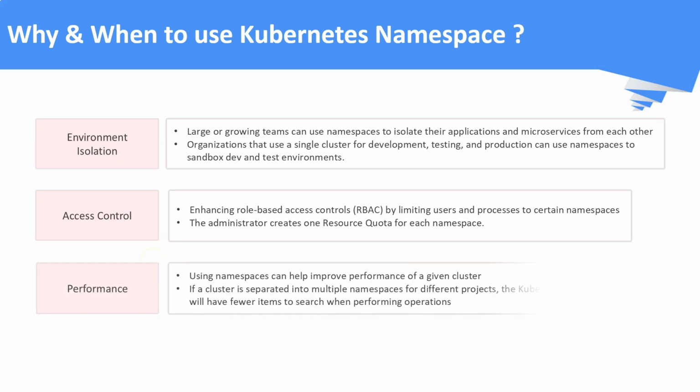Performance. Using namespaces, the performance of a given cluster can be improved. If a cluster is separated into multiple namespaces for different projects, the Kubernetes API server will have fewer items to search when performing operations. This ideally improves the performance of the cluster.